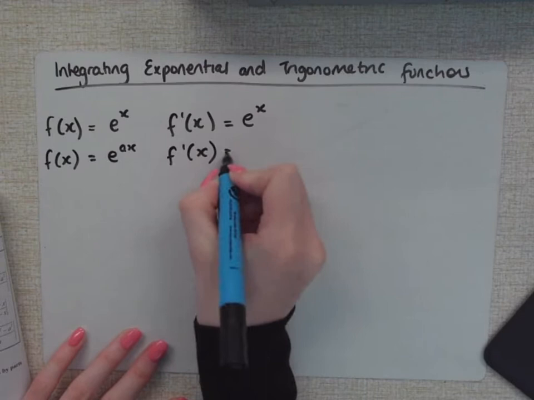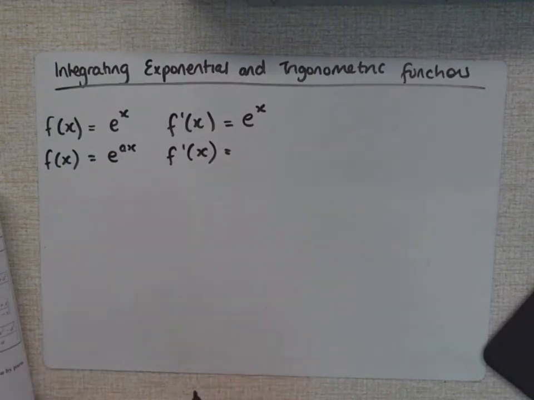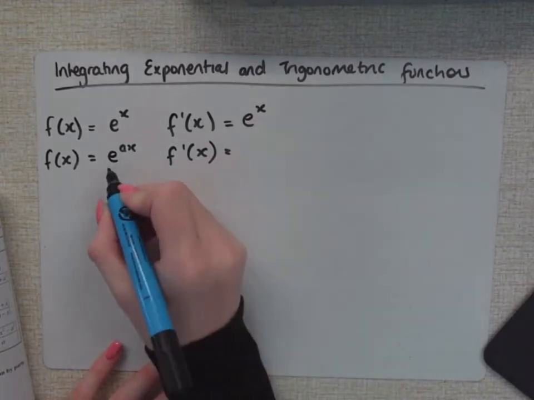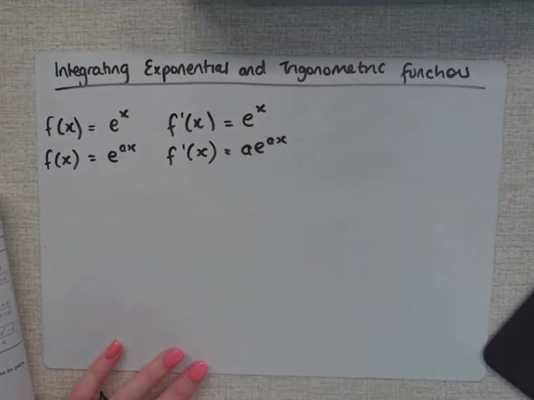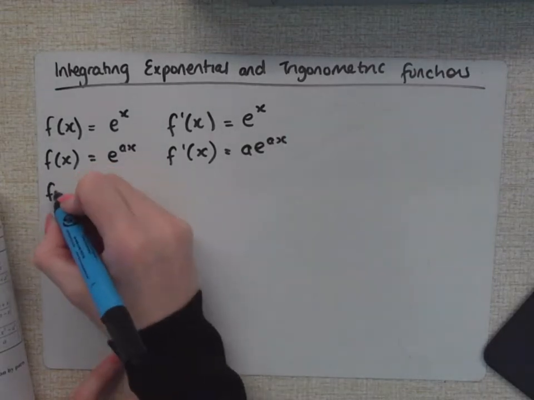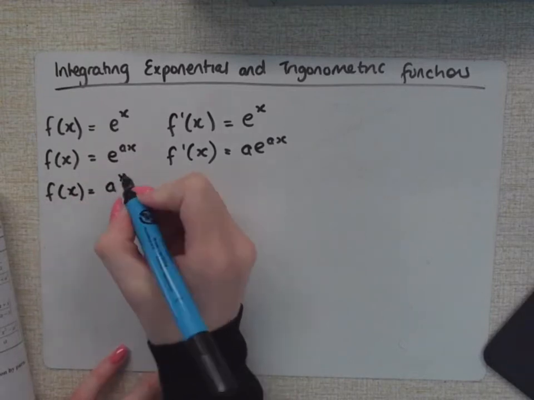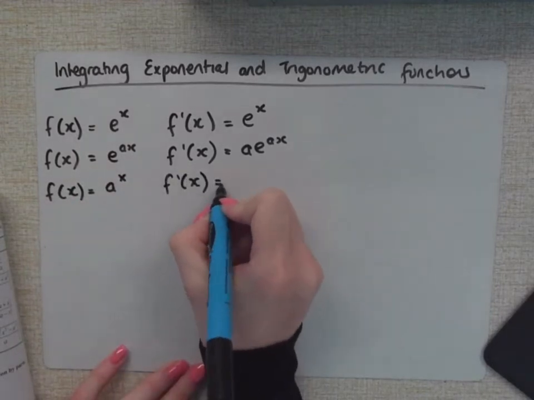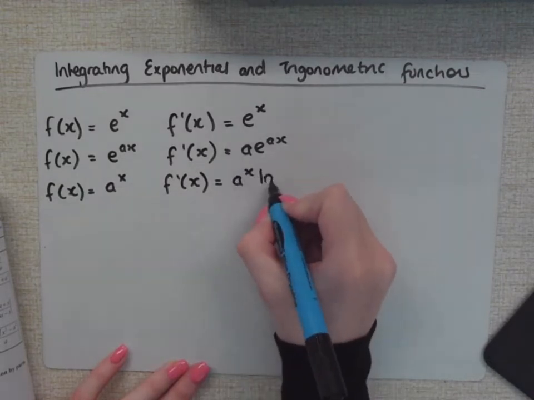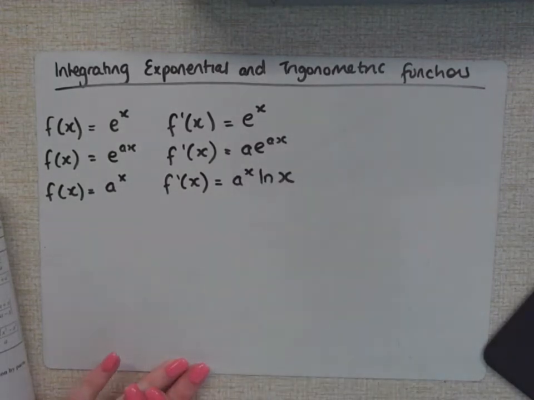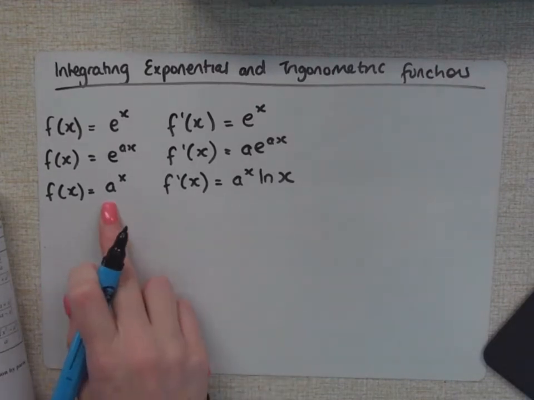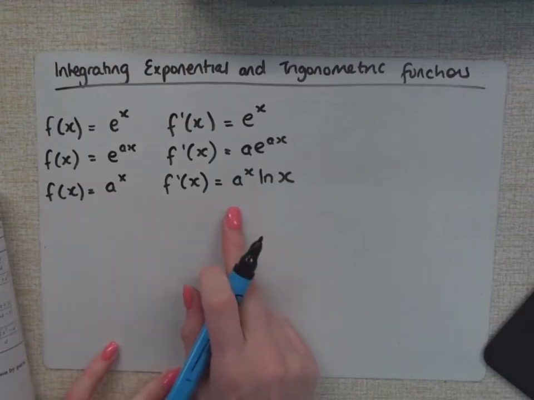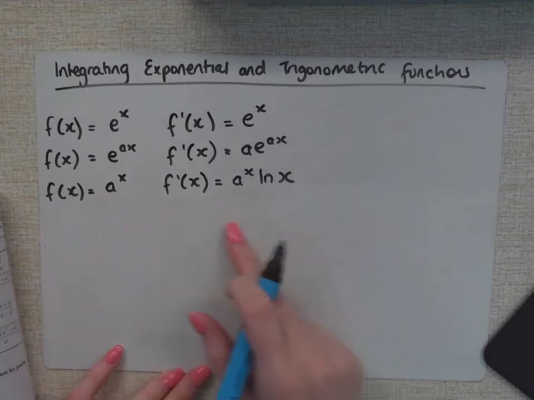Now, if it was e to the power of 2x or 3x, what used we do? Bring the 2 down. Yeah, so in this case, e to the power of ax, when I differentiate it, it's a e to the ax. Okay, and when we have our function a to the power of x, when we differentiate it, it's a to the power of x by ln x. Okay, now that's differentiating.